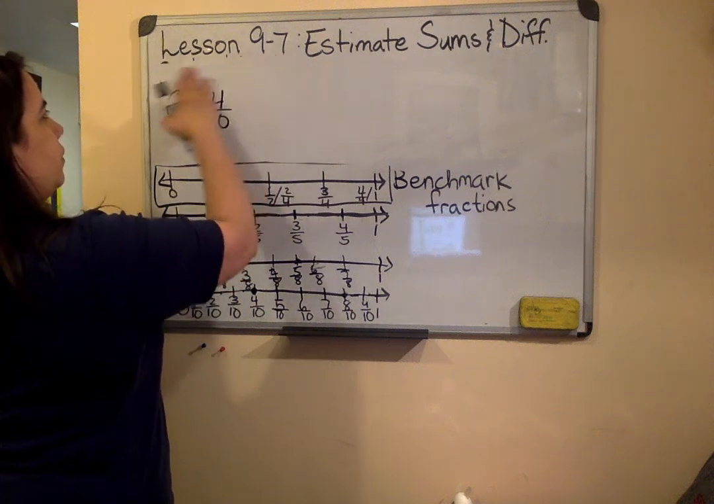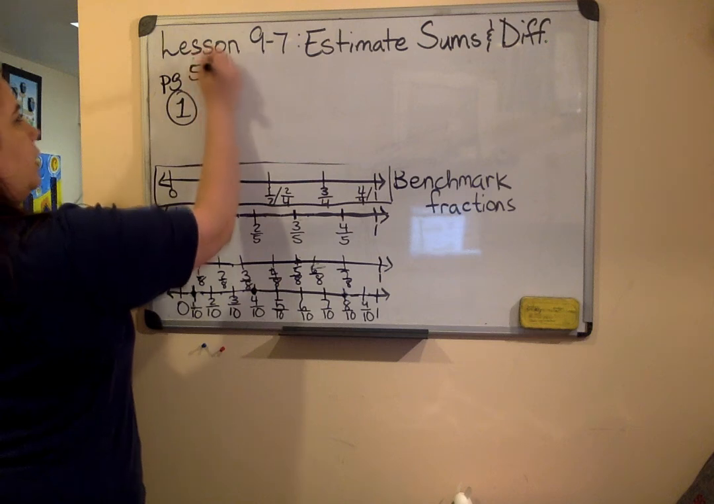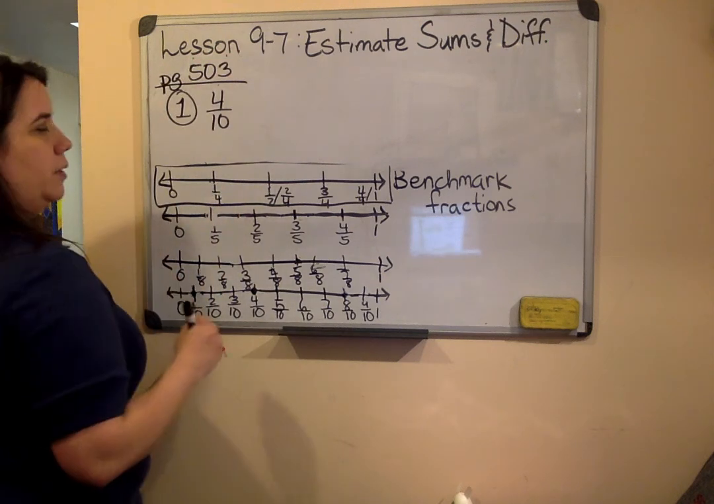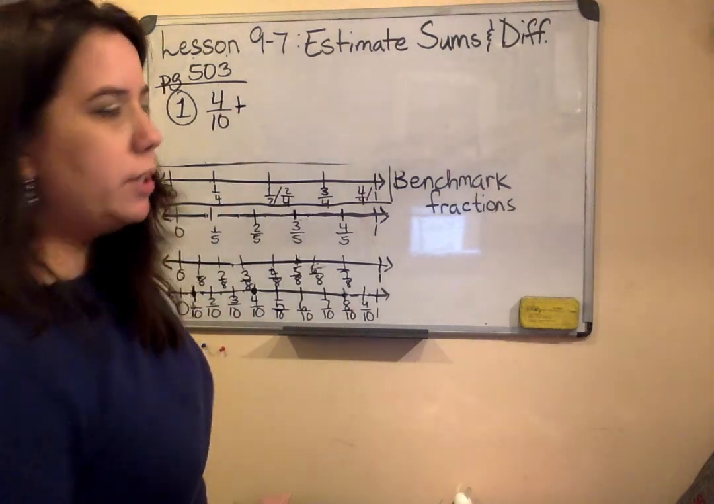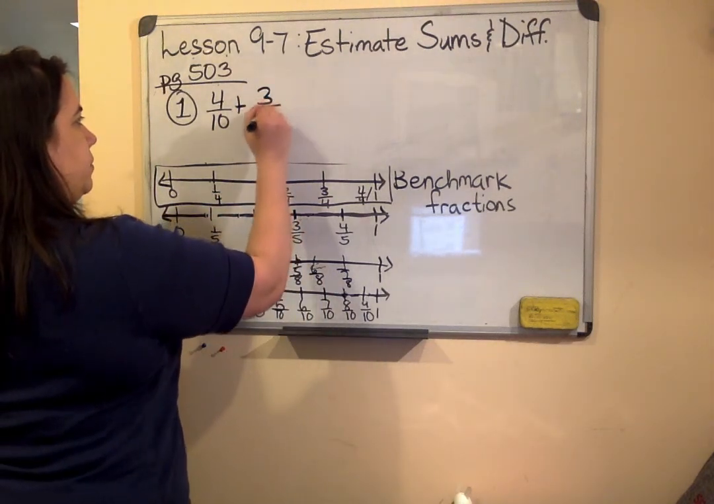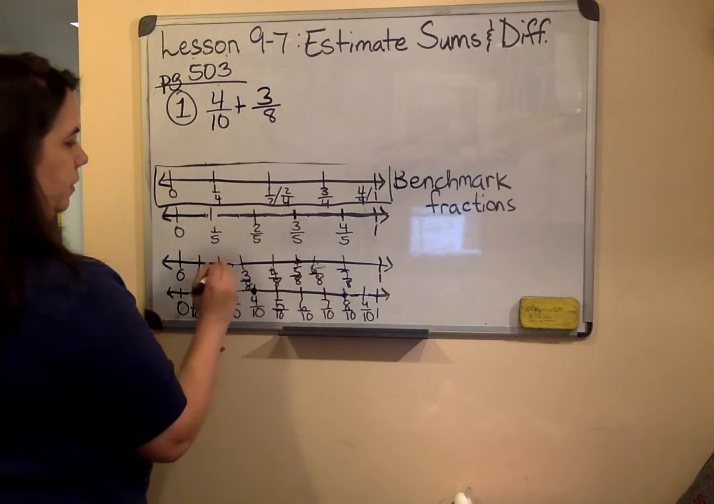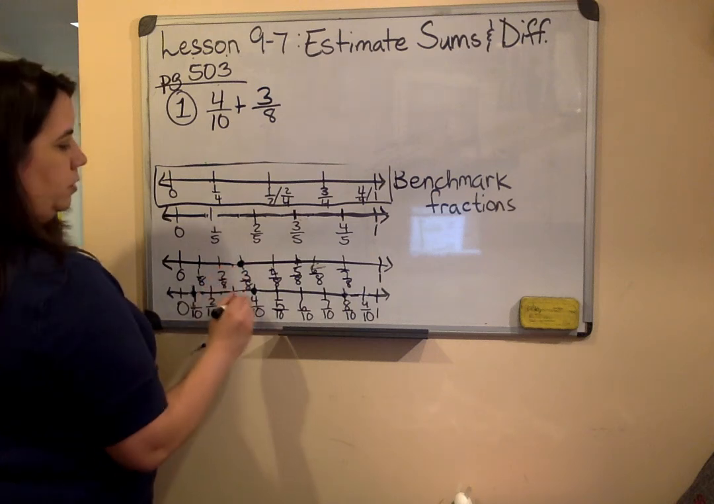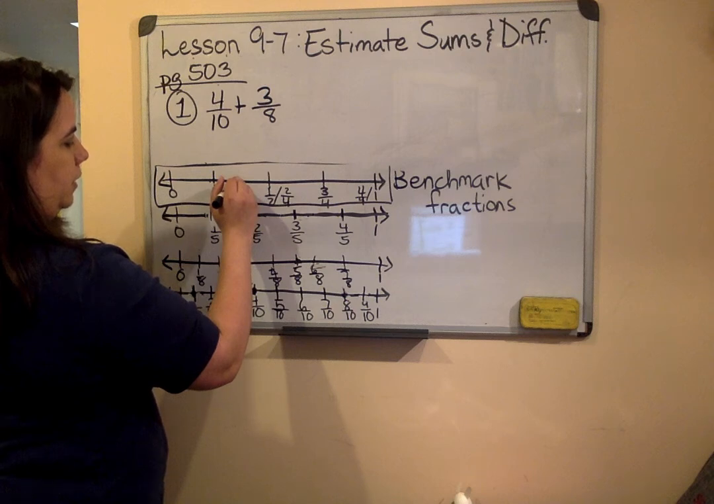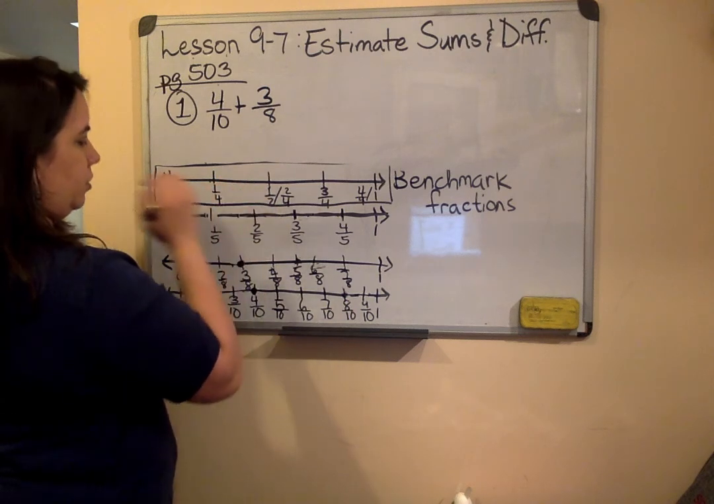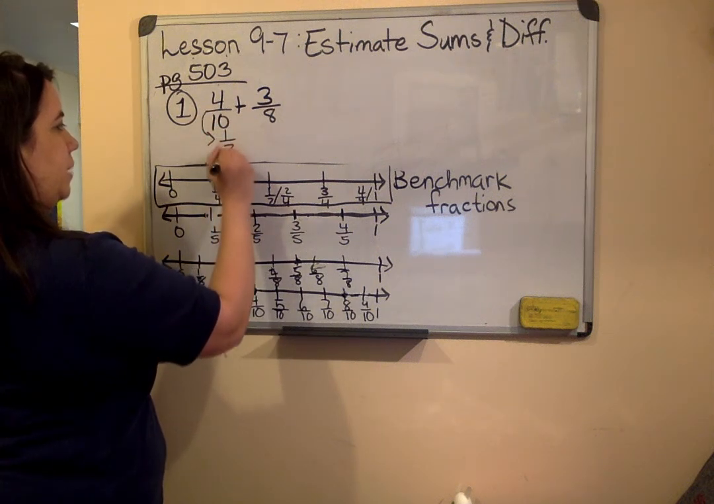We're well past the solve and share. We're on page 503. Página 503. So we have 4/10 and 3/8. So 4/10 is here, and 3/8 is about here. So 3/8, I'd say it's pretty close to 1/2. So we're going to make it 1/2, un mitad. Está cerca a mitad.